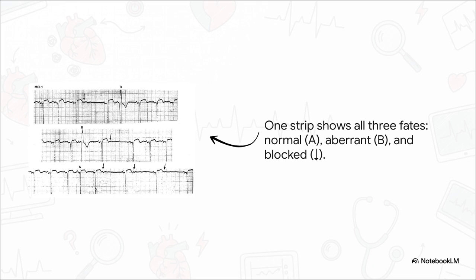Now find the two beats labeled B. Notice how wide and morphologically different they are from the sinus beats. Those are our aberrantly conducted APBs. Finally, look at where the arrows are pointing. You can clearly see a premature P wave, but it's followed by nothing, just a pause. That is the non-conducted or blocked APB. All three possibilities, one after another.